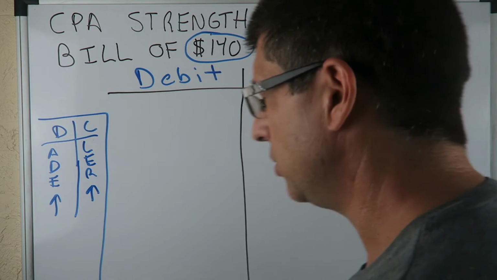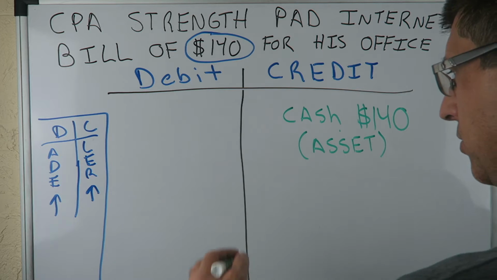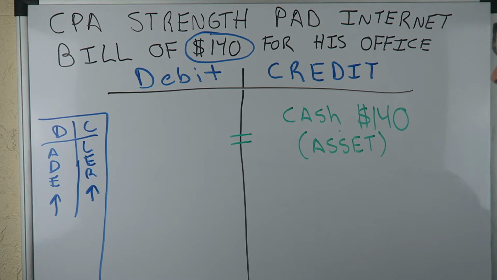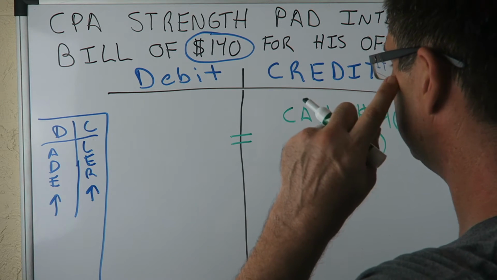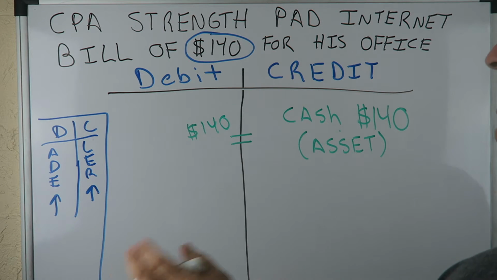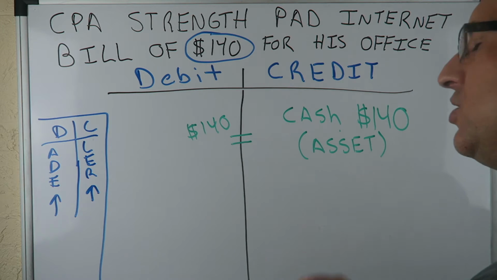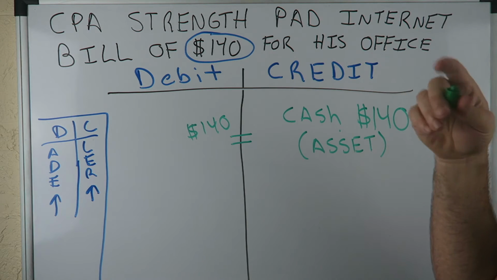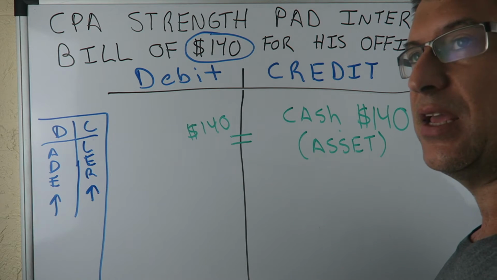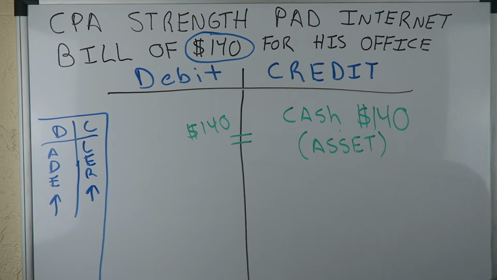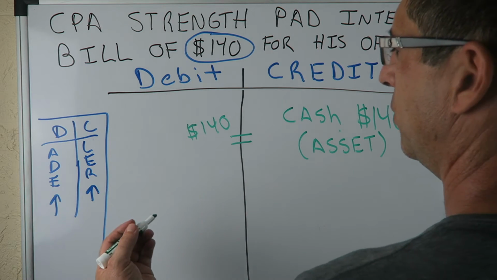What's the other side to the journal entry? Well, we know debits always are going to equal credits. Always, always, always equal credits. So you know the debit side is going to equal 140. Why did you have a decrease in amount of 140? To pay internet. And that's a necessary ordinary expense to keep your business going. So internet expense of 140.